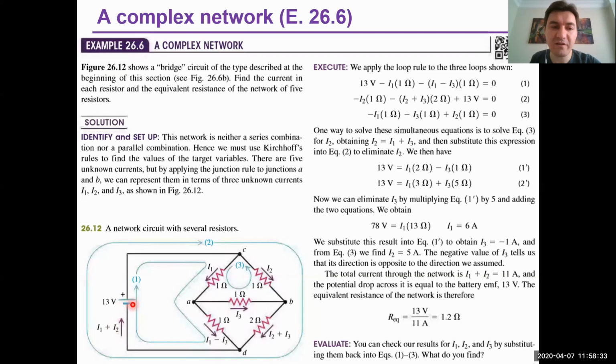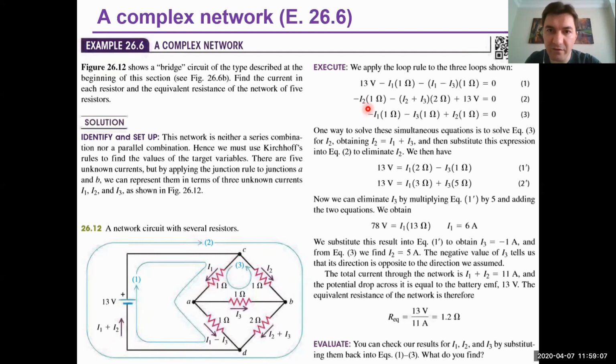The direction of the travel is from negative to positive in EMF. Then we have positive here, so it equals 0. Then apply the same rule to the third loop here. Okay, let's start with that one. This is the direction of the current. This is the direction of the travel.